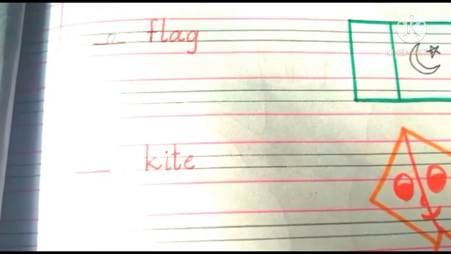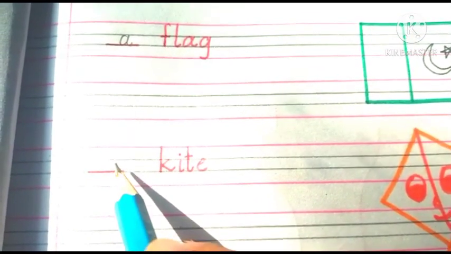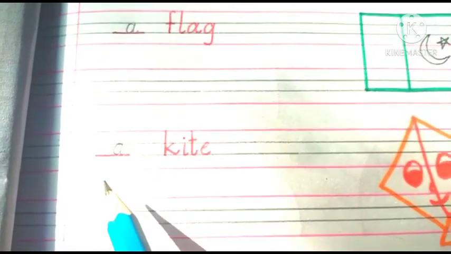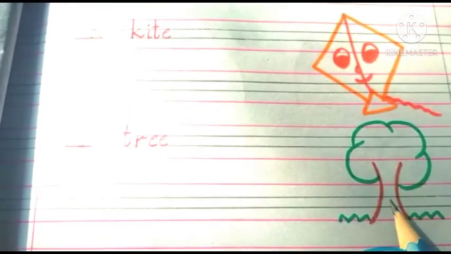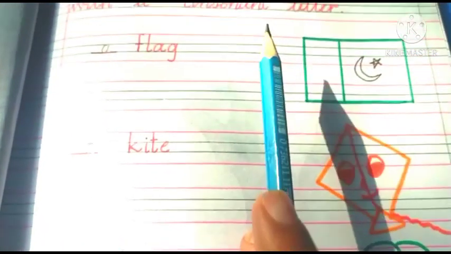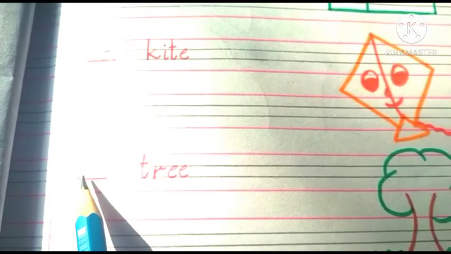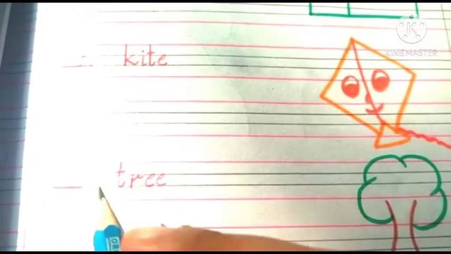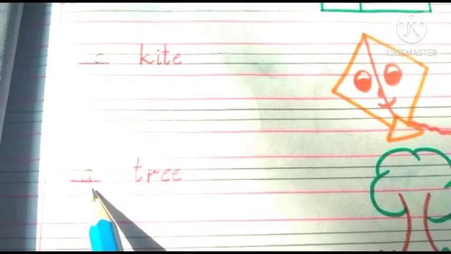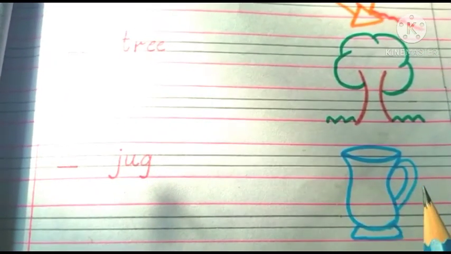Next picture is of a kite and kite begins with letter K. K is a consonant letter. So we will write here a kite. What we will write here? A kite, because it's beginning with K and K is a consonant. Next picture is of a tree and tree begins with letter T. T is a consonant. So what we will write here? We will write article a tree. So let's write a. Here we use a tree. These are all single things. That's why we are using article a.